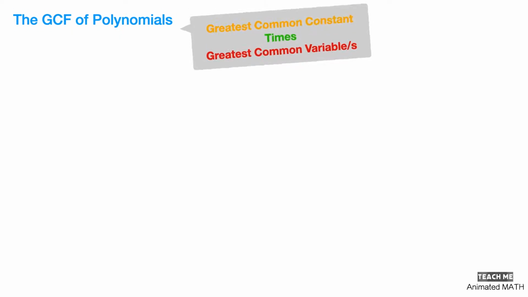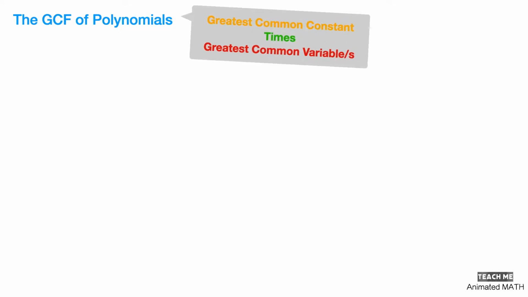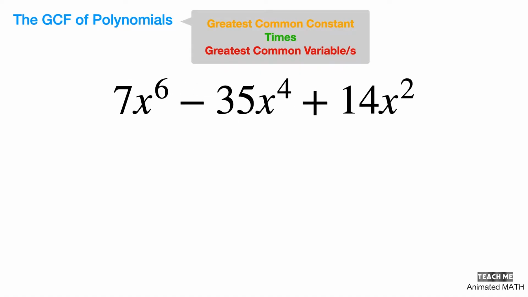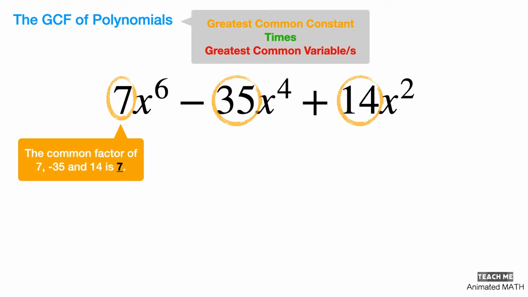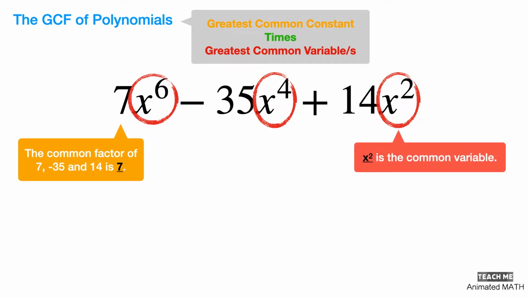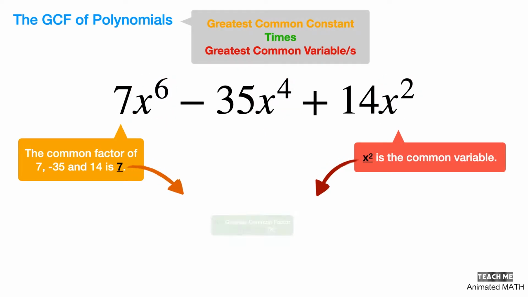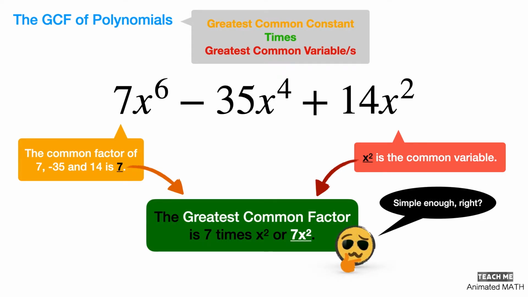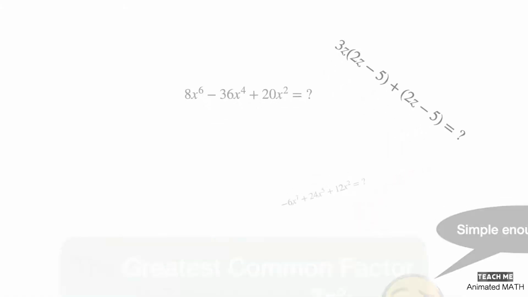The greatest common factor of polynomials is actually just the product of the greatest common constant and the greatest common variable or variables. Take a look at this example. The greatest integer that divides evenly into 7, -35, and 14 is 7. And the greatest variable that is common to all three terms is x squared. The GCF is just 7 times x squared, or 7x squared. Pretty simple if you break it down like that, right? And that's pretty much the gist of it, so on we go!